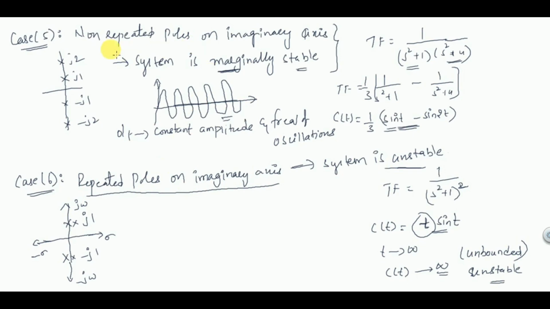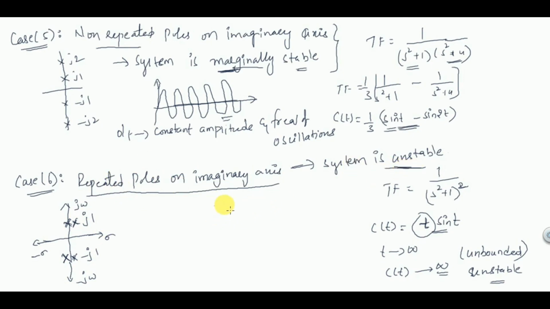So if the poles are non-repeated, the system is marginally stable. Understand the difference? If repeated poles are there on the imaginary axis, that is, at j1 we have two poles, and at minus j1 again two poles. Not only two, it can be more also. If the poles are repeated, then the system is unstable.